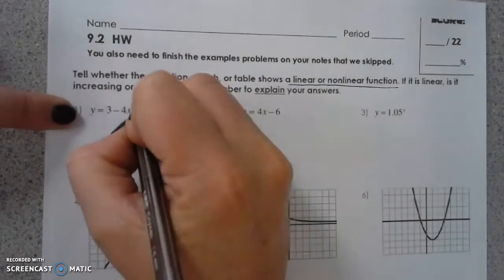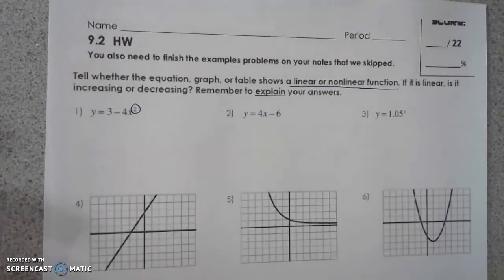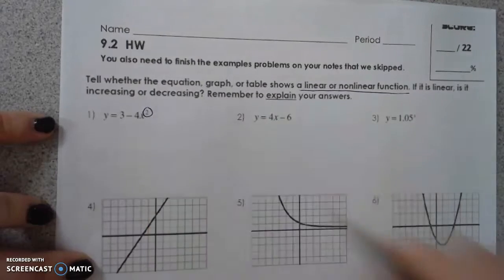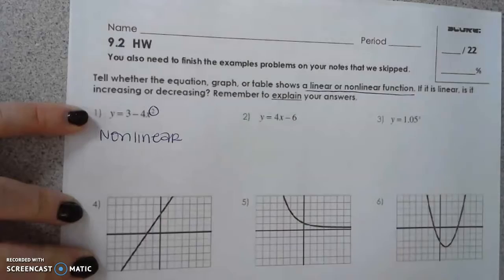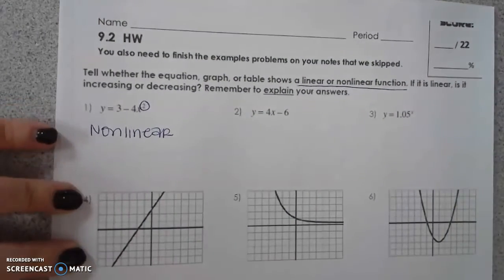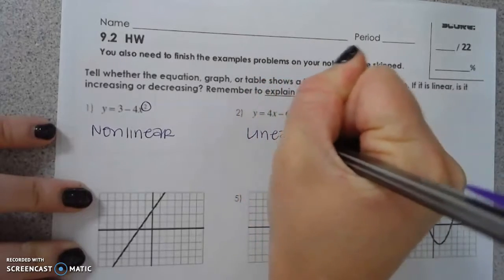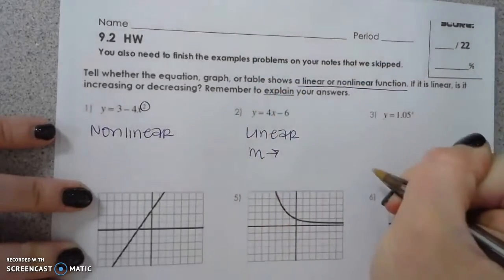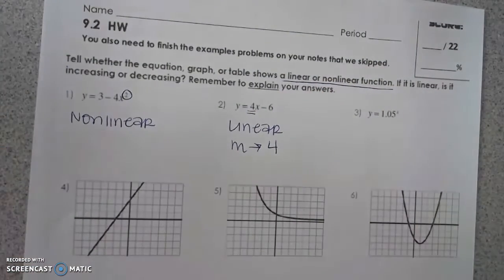So this one, we talked about the last day that you were in class, not remote. We said that if there's an exponent, then it is nonlinear. This one is linear: there's no exponent, there's no variable in the denominator, no square root, and there's not more than two variables. And the slope, as we represent with m right here, is 4.